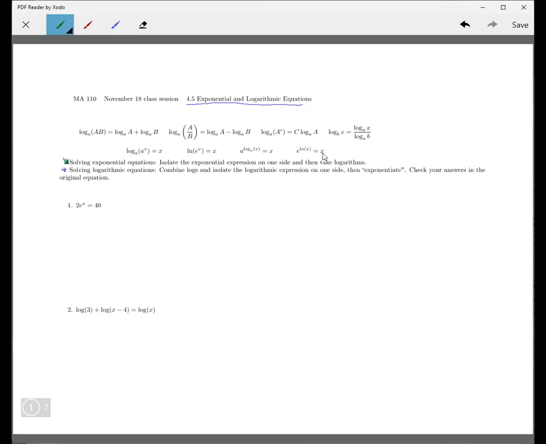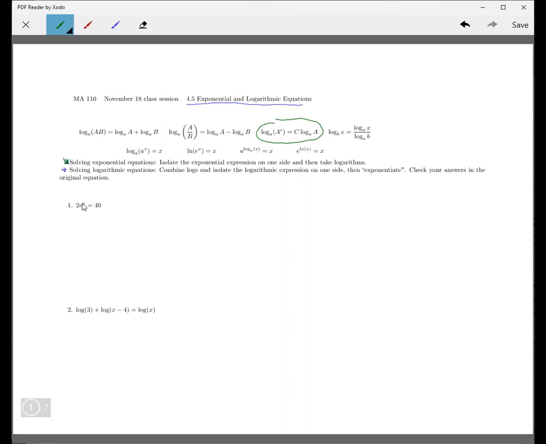I put all these formulas up here for reference. I would say that this one is going to get used a lot, as well as any of these down here. The other ones are going to get used some too. To solve exponential equations, you want to isolate the exponential expression on one side and then take logarithms. Here's an example.